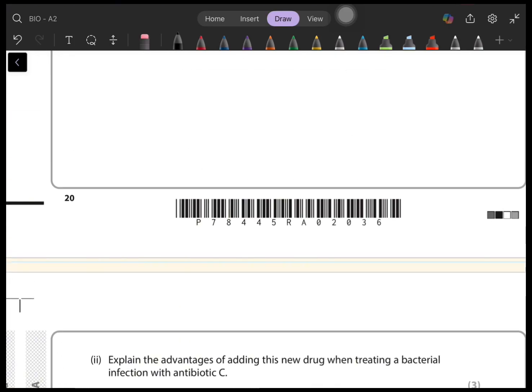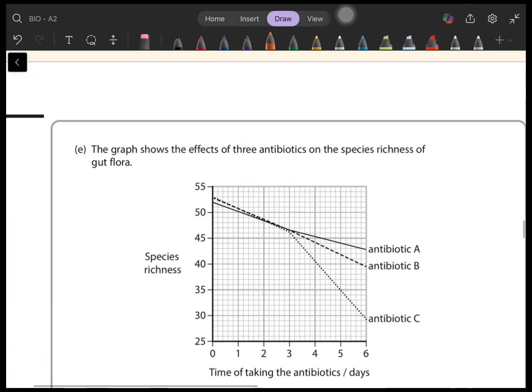Explain the advantage of adding this new drug when treating a bacterial infection with antibiotic C. As we know from the earlier part of the question, using this drug increases the susceptibility of the bacteria to the antibiotic, right? As we can see, antibiotic C causes the greatest decrease in species richness. So if we use the drug with antibiotic C, lower doses of C would be needed to destroy the bacteria.